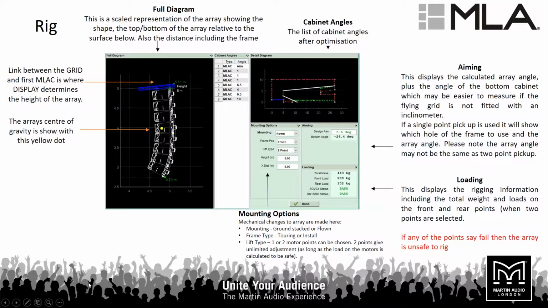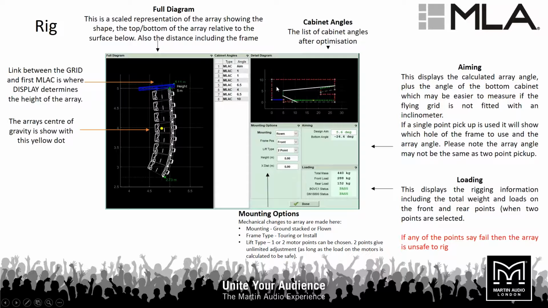So here we are. You can see that we have 2 heights in the array diagram. Our first height in green here is the very top of the flybar, and our actual height of the array itself is our predefined height that we set, so that's 5 meters. We can again adjust that here if we need to in the mounting options tab. The yellow dot here shows the array's center of gravity. So this is a scaled representation of the array, showing the shape and the top and the bottom of the array relative to the surfaces below, including the distances in the frame here, as you can see.